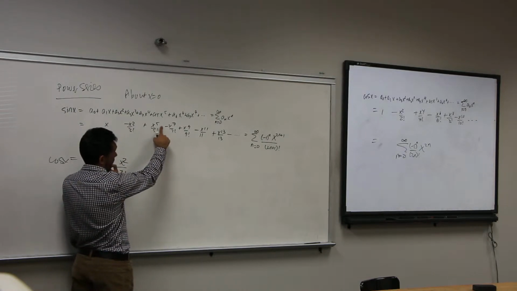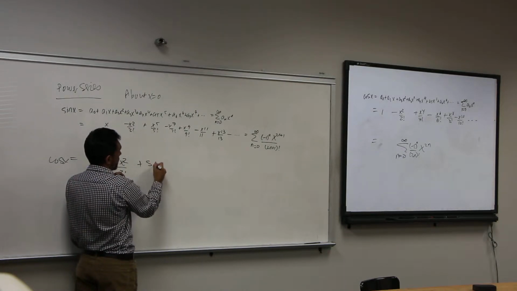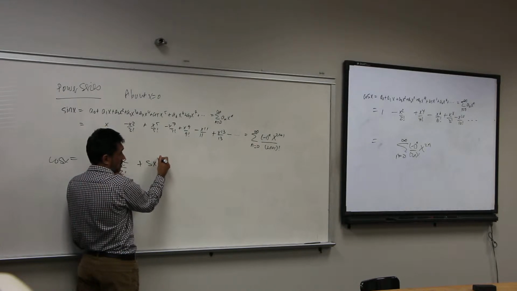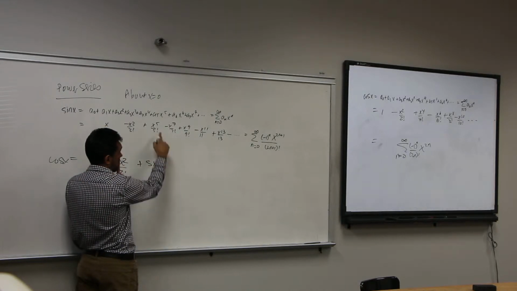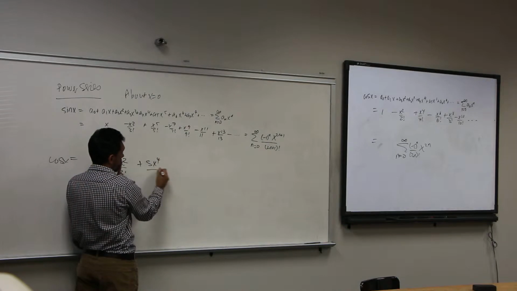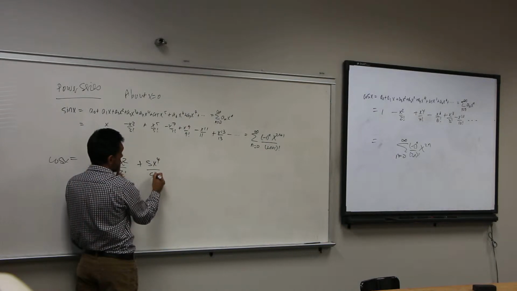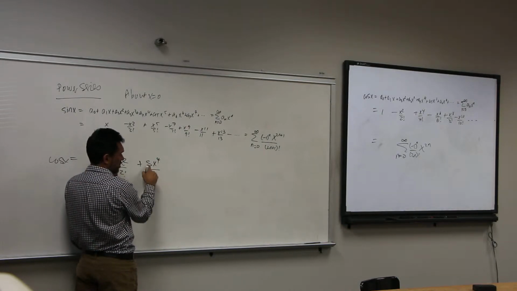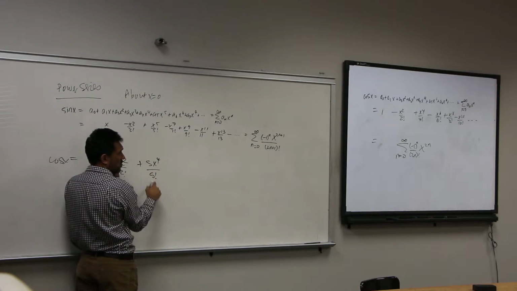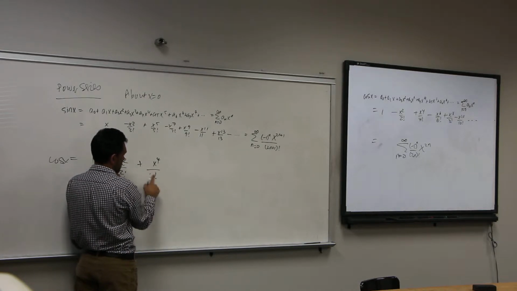Differentiate this: 5x to the power 4 over 5 factorial. What's 5 over 5 factorial? It's 1 over 4 factorial.